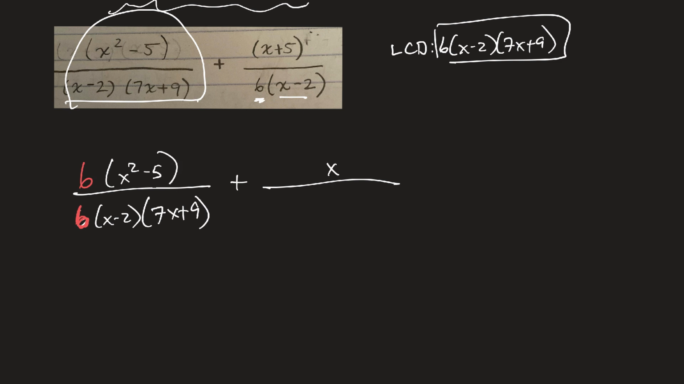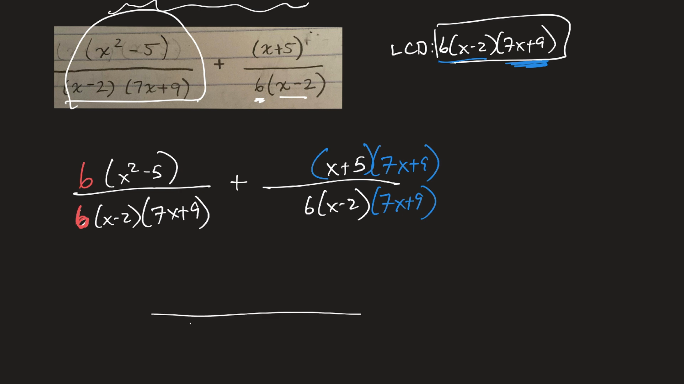So on this one, originally it's x plus 5, 6 times x minus 2. But because the lowest common denominator has that, but it also has the 7x plus 9, I need to include that here. And if I include it on the bottom, I have to include it also on the top. Okay, and that's going to end up being a multiplying. So now I can write just one common denominator on the bottom.